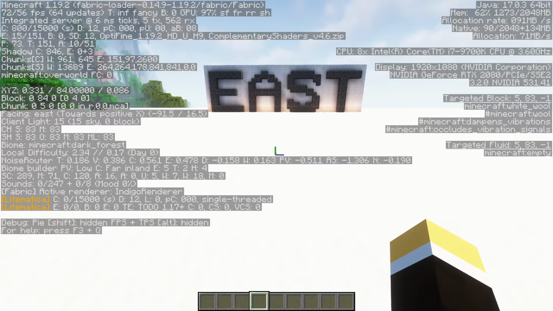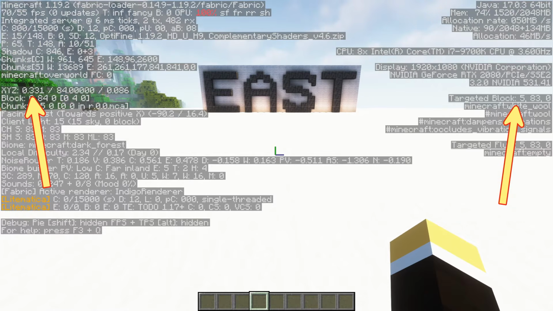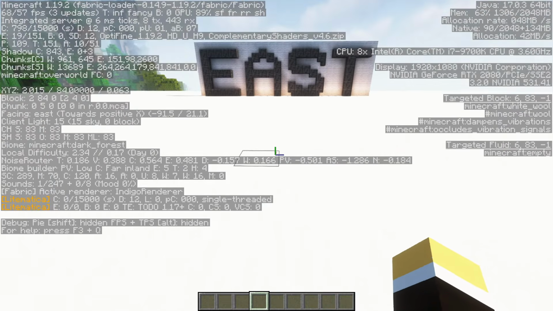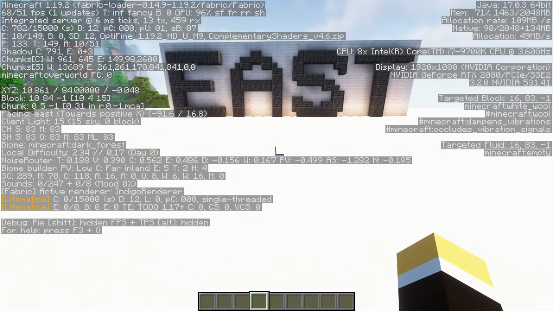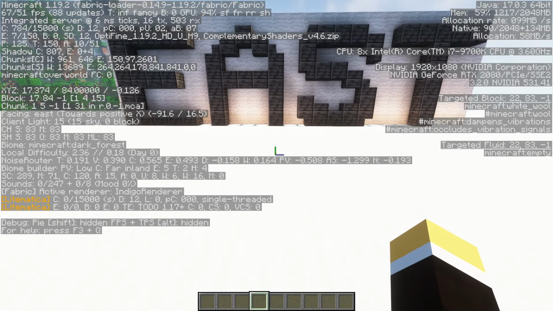Now, if we move to the east, you'll see the X coordinate. That's our first number on the far left in about the middle of the screen, or the targeted block. First number as well, you see it says 5. We'll start at 0. We move that direction. All the numbers for east are going to be positive for the X, but to go west, it's going to be negative for the X. So every time we move, numbers will decrease until we get into the negative numbers.